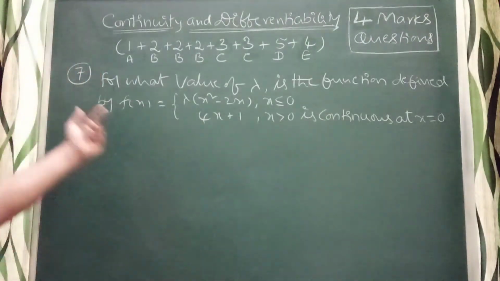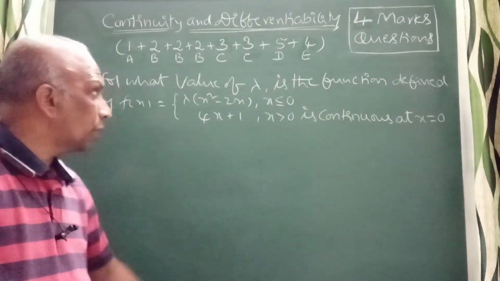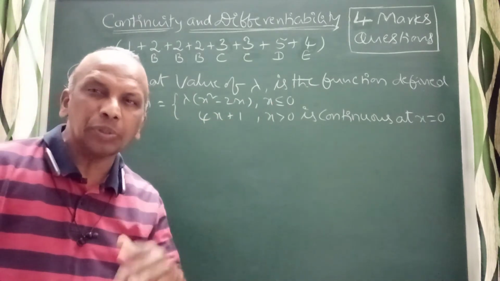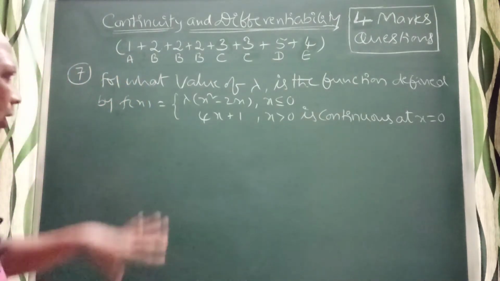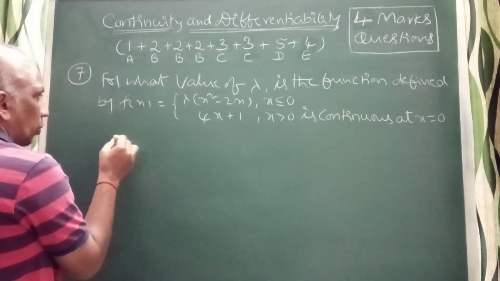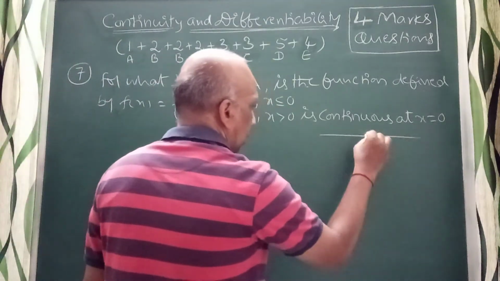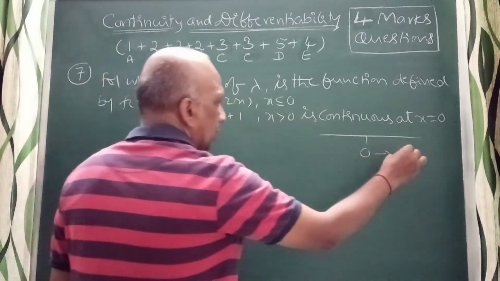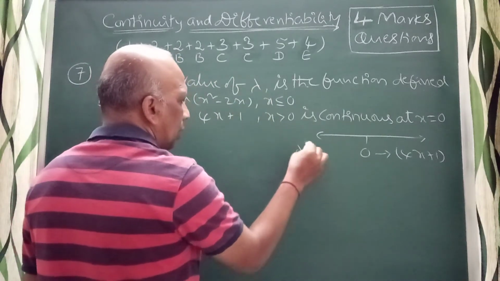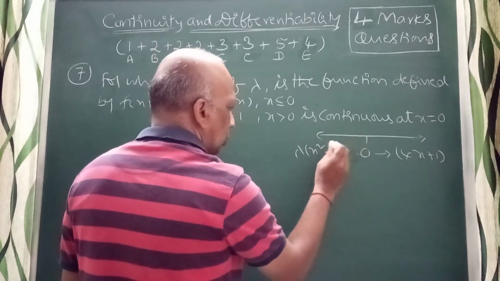See, this is one more problem, the 7th problem. For what value of lambda is the function defined by f of x equals lambda into x square minus 2x for x less than or equal to 0, and 4x plus 1 for x greater than 0, continuous at x equal to 0? This is the problem, right? They are asking for what value of lambda it is continuous. They are splitting the function left of 0 and right of 0. Right of 0 means 4x plus 1. Left of 0 means lambda into x square minus 2x. You can just observe here.